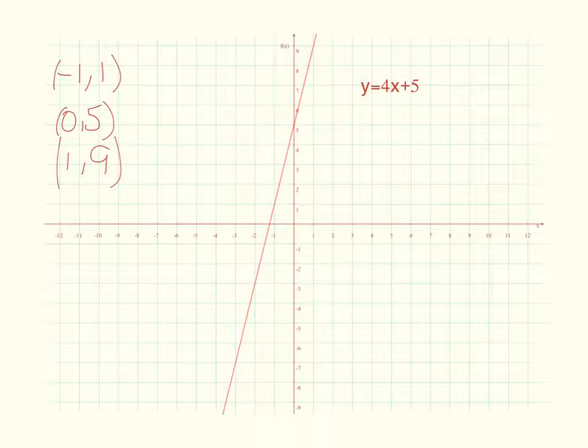So what I will have done is I will just plot these points first. I will plot -1, 1. I will plot 0, 5. And I'll plot 1, 9. Then all I'm going to do is just using a ruler, just draw a line connecting those points in a straight line. You'll know you've done this correct if you don't need to take your ruler off the page. So this is a sketch of the equation y equals 4x plus 5. So that is using the tables of value method.